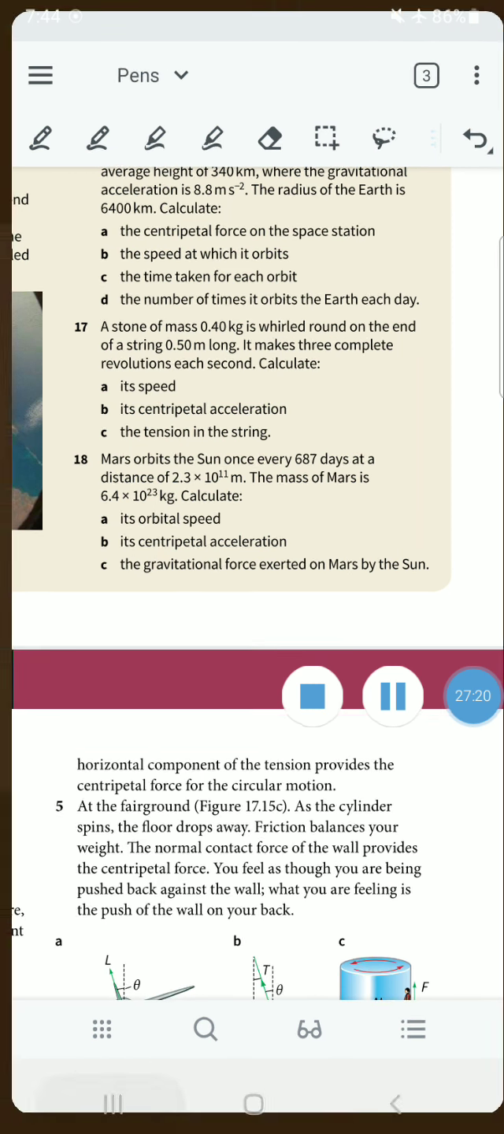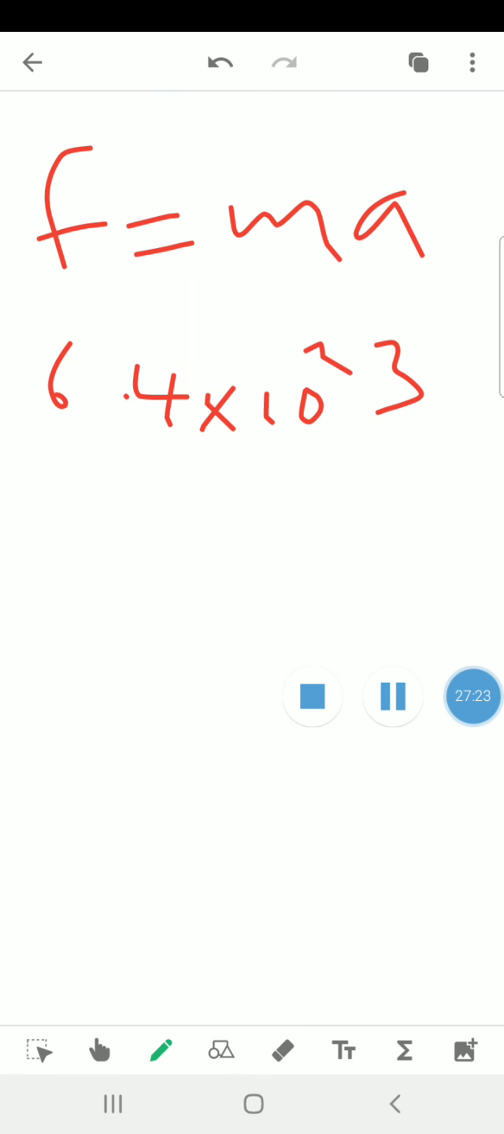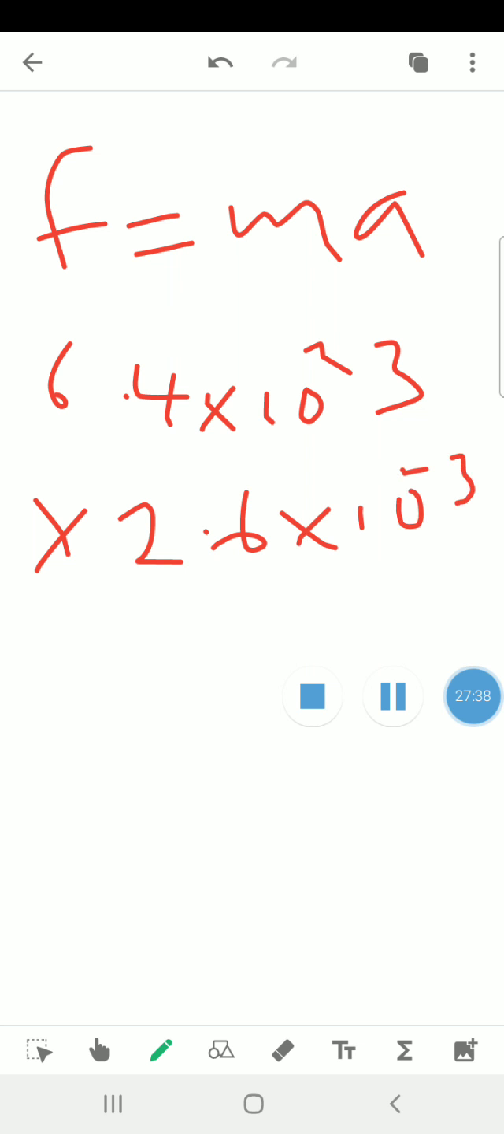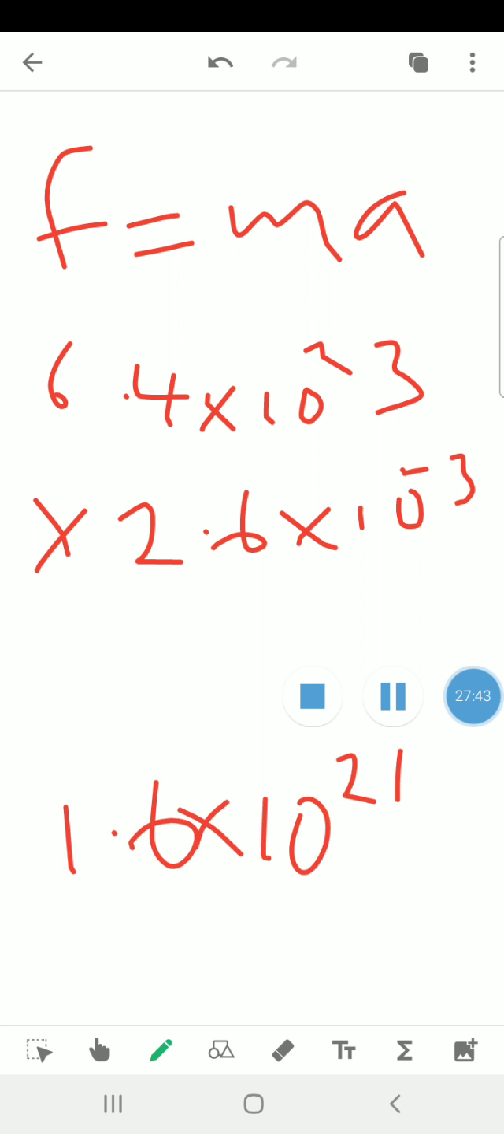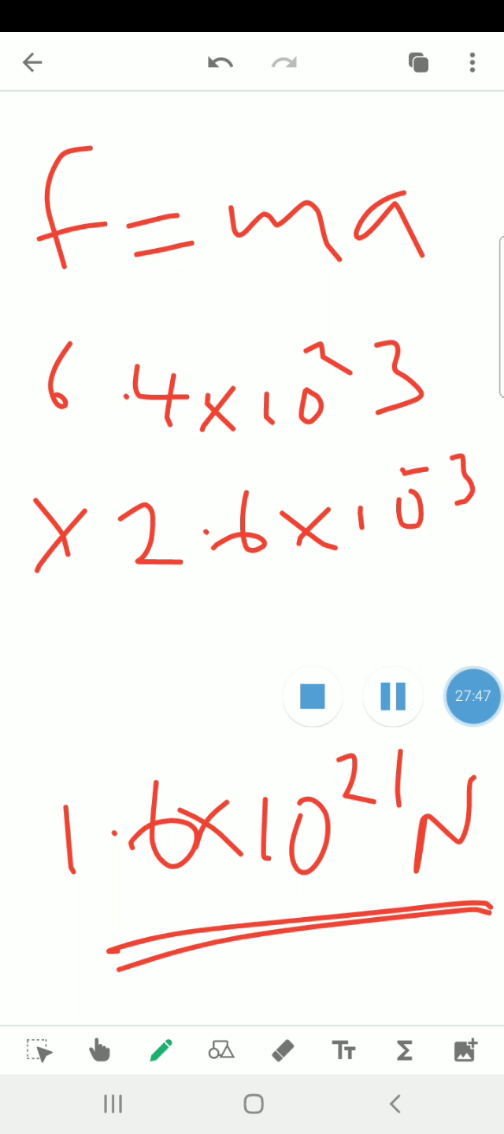Then what is acceleration? Now this is actually centripetal acceleration towards the Sun. That is 2.6 into 10 to the power minus 3. When you simplify this, you will get your answer to be 1.6 into 10 to the power 21 newtons. That is the gravitational force exerted on Mars by the Sun.